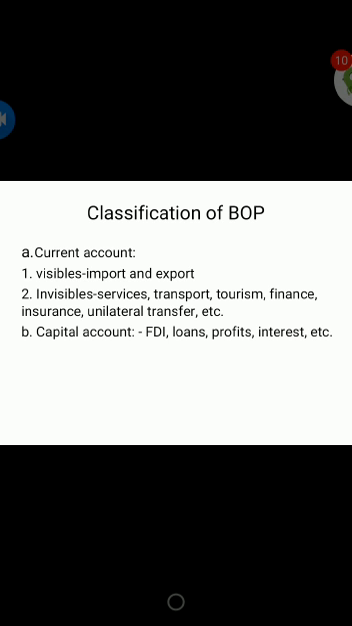Here the current account is further classified into visibles and invisibles. So what are visibles? The visibles account refers mainly to the goods account. Goods account means we import and we export goods. So that we call the visible account, or visibles. This account records the imports and exports of goods.